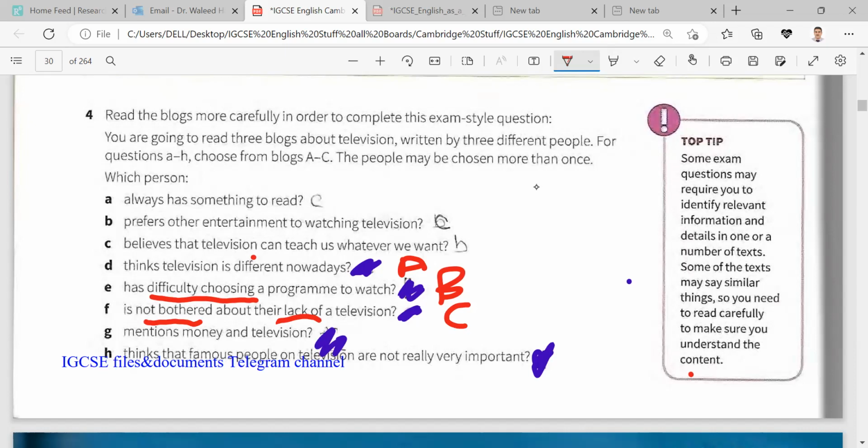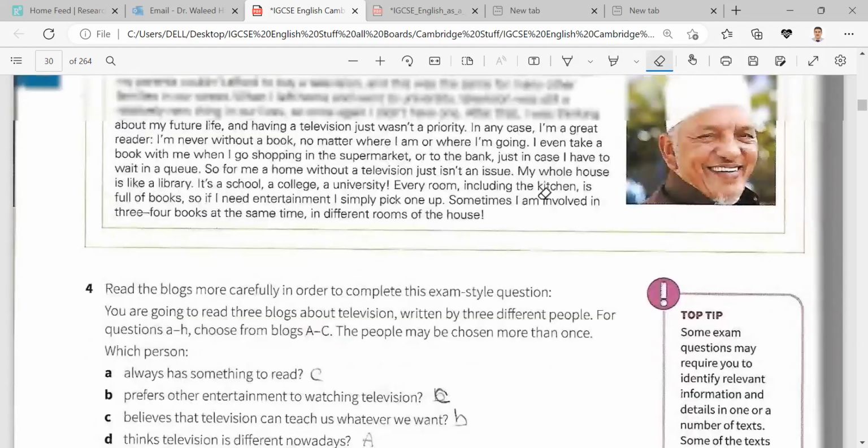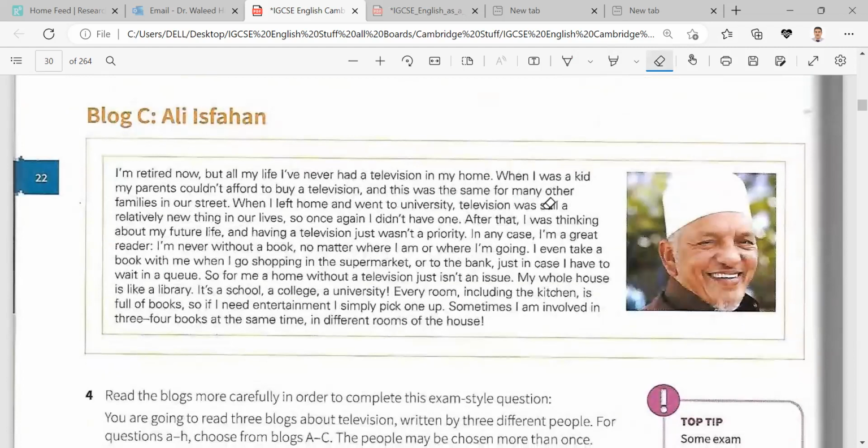Yes, the next one mentions money and television. Money and television. Also C. How? Because he mentioned it at the beginning paragraph. He doesn't. See, Khalid, double check, please. See, he doesn't mention anything about money. Couldn't afford to buy a television, in the second line. This is money. My parents couldn't afford to buy a television. It means at the time, only rich people could afford to buy a television, but he comes from a poor family and they couldn't buy him a TV.